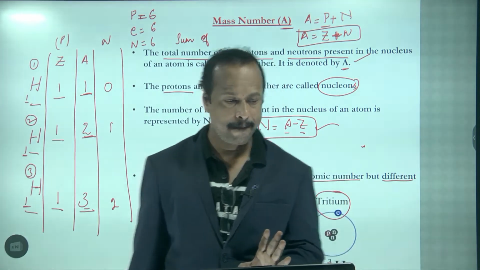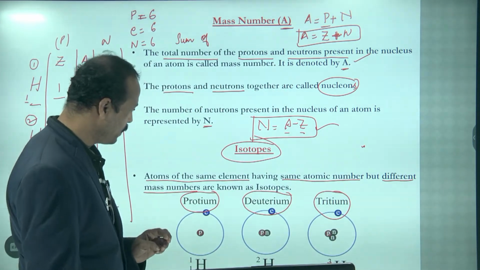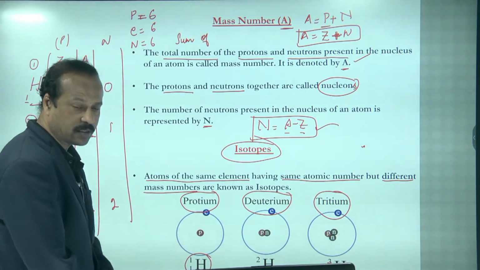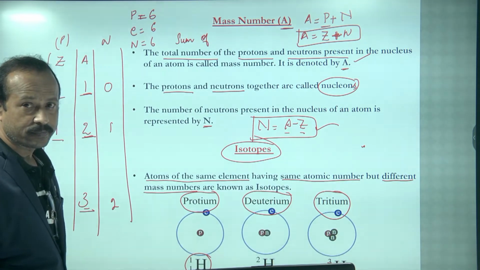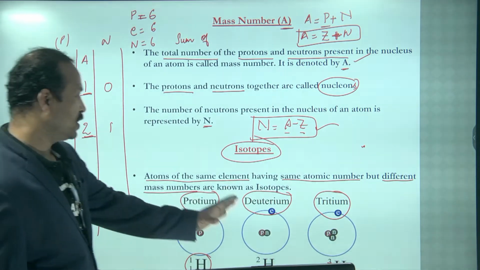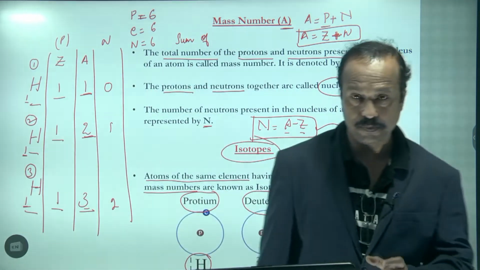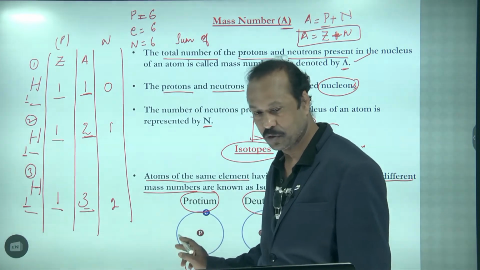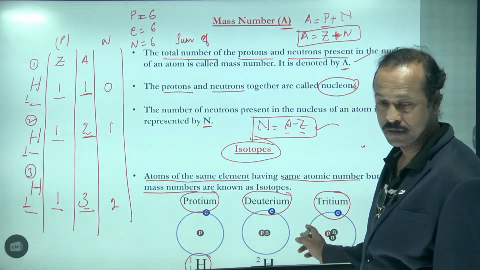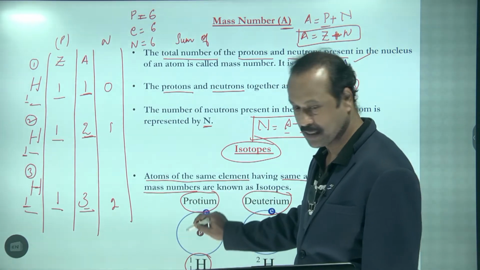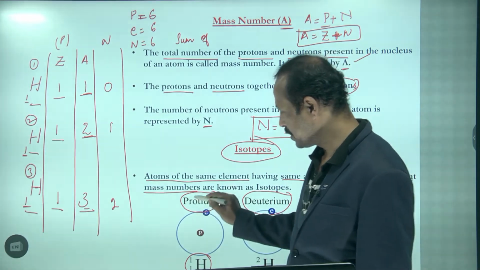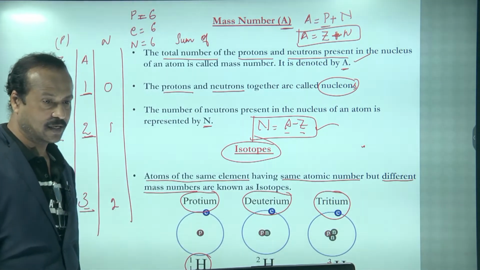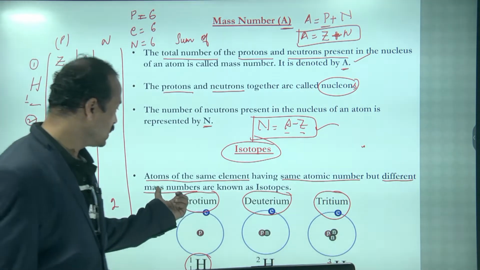Sir, you said hydrogen is the only element which has no neutrons. What about deuterium and tritium? Of course, deuterium and tritium have neutrons, but in this particular hydrogen atom, mostly in nature you get this type of hydrogen only, not these two. Mostly hydrogen is available in this state only, so this is what we consider, and in that case no neutron is present. Is this clear to you? Yes, sir.